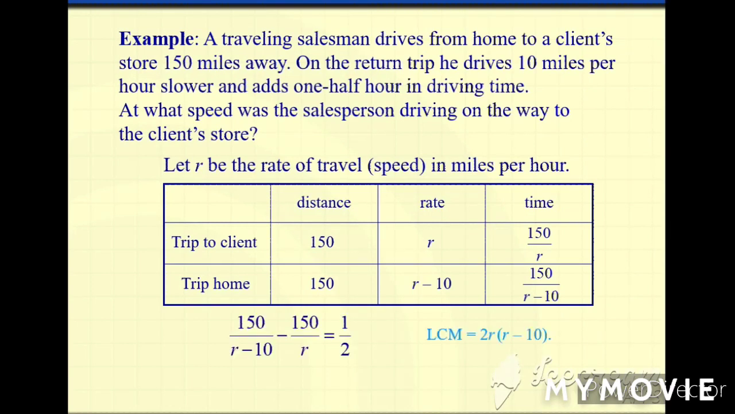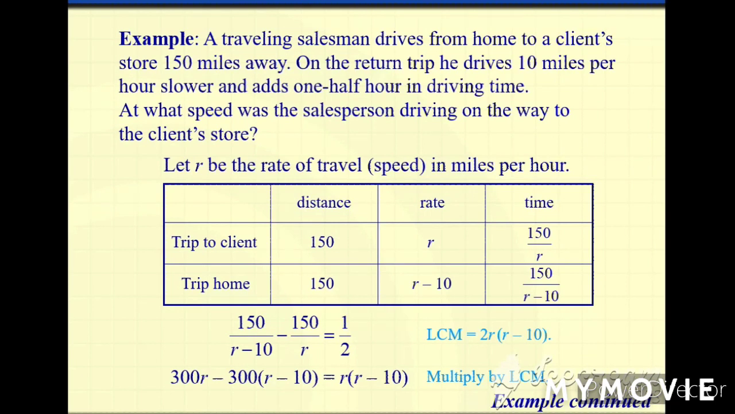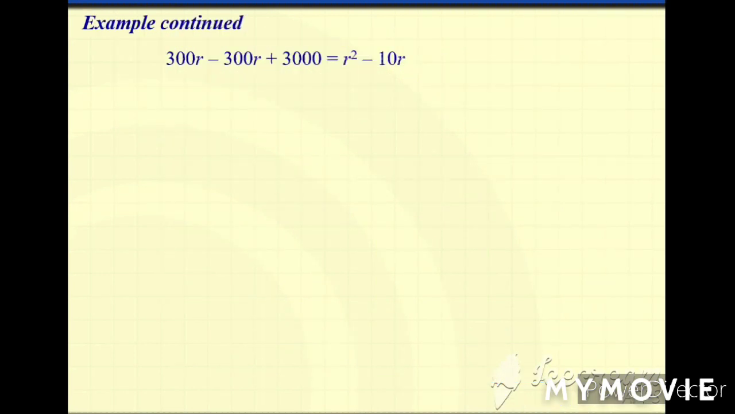So we have here our rational equation, 150 over R minus 10, which is taken from the time of trip home, minus 150 over R for the trip to client, which is equal to 1/2. So our LCM is equal to 2R times R minus 10. So we will multiply. The corresponding equation is 300R minus 300 times quantity R minus 10 equals R times R minus 10. So 300R minus 300R plus 3000 is equal to R squared minus 10R.